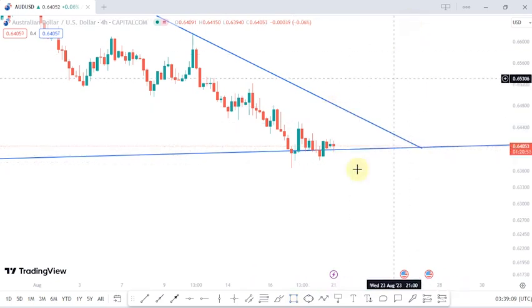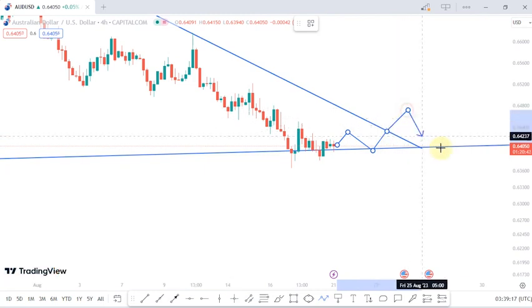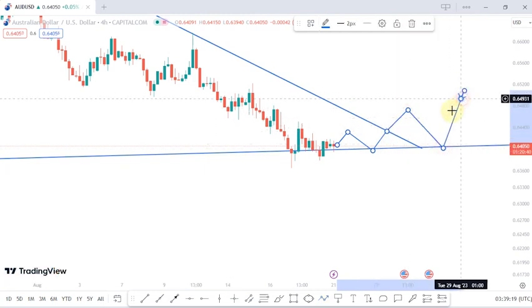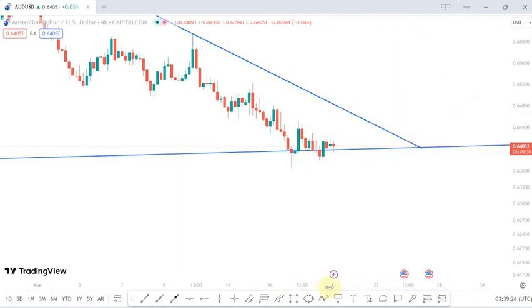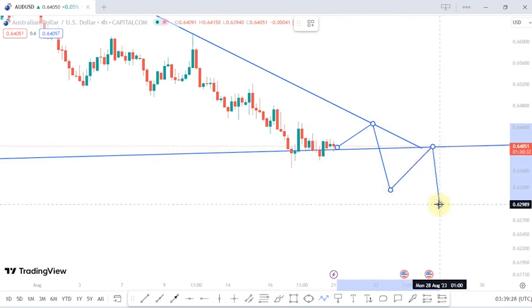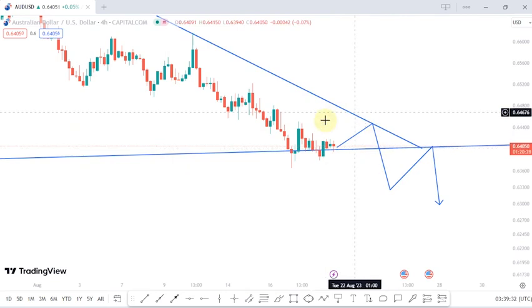And what am I expecting? I'm expecting price to play along, or price could go the other way, break down, retest, and continue to go down. We don't know what price is going to do, but we're going to watch this level and take action when price is ready to move.